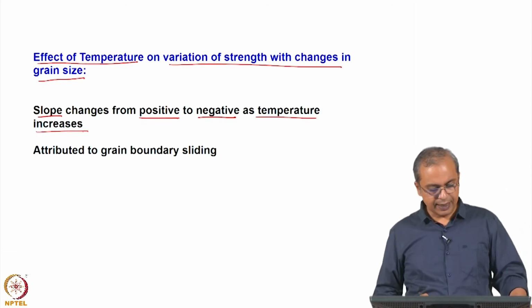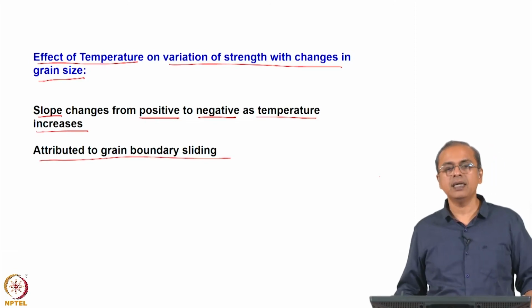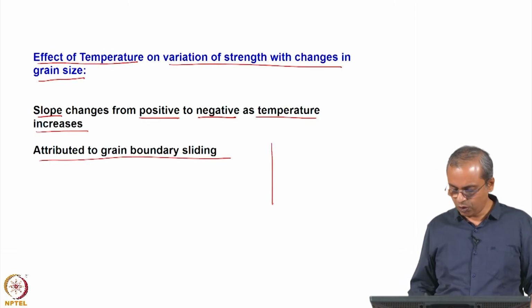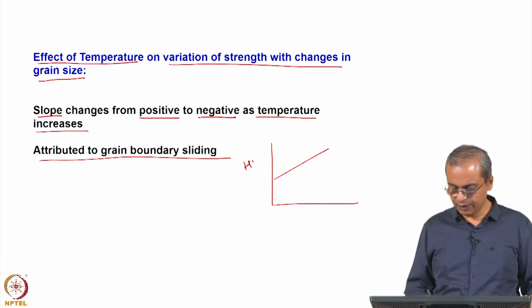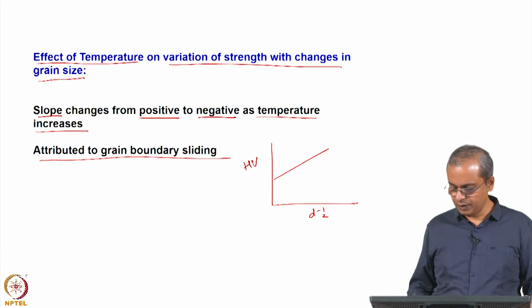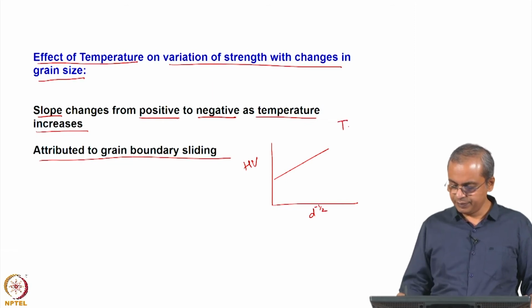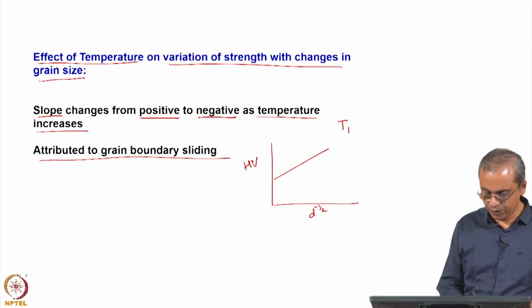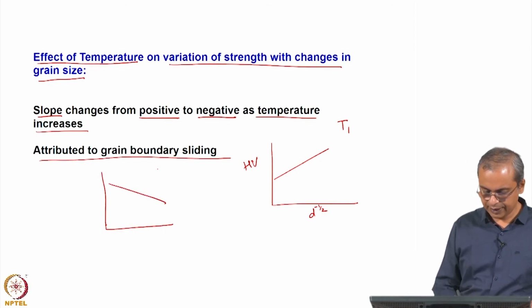Okay. And again this is attributed to grain boundary sliding. So, this kind of behavior has been seen. It means that you draw the Hall-Petch relationship and you see a trend that looks like that. So, this is Vickers hardness versus d to the power minus half, and this is at T1, and then you draw the same thing at T2 and you see something like this.